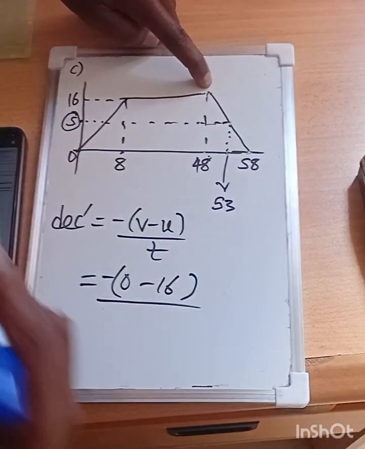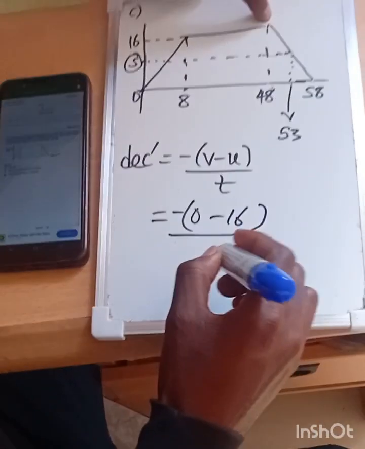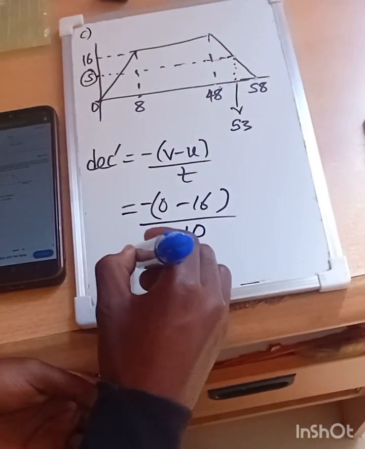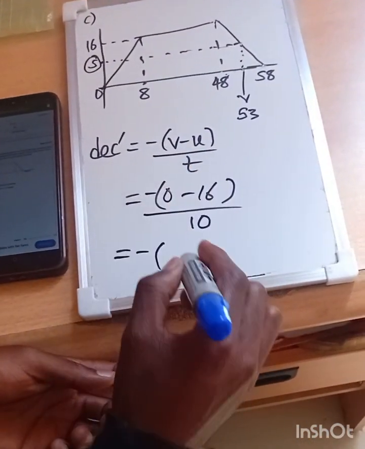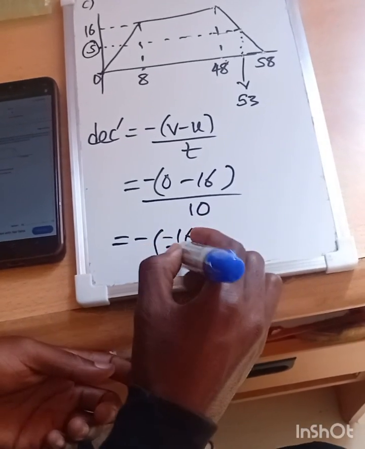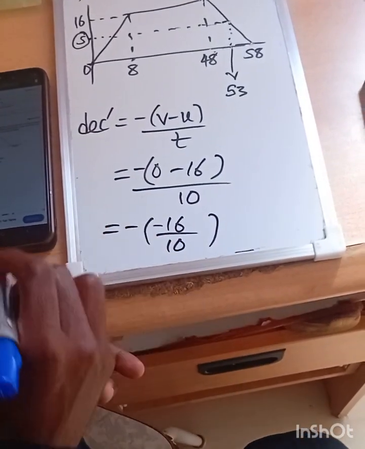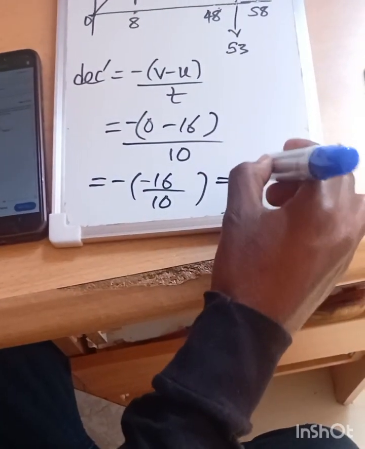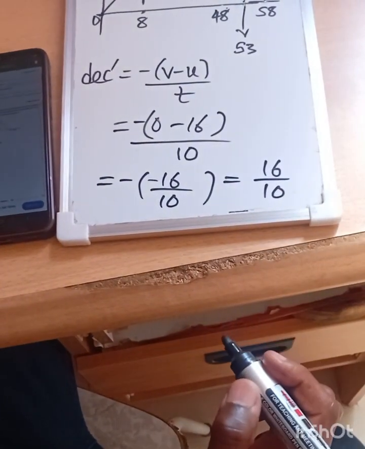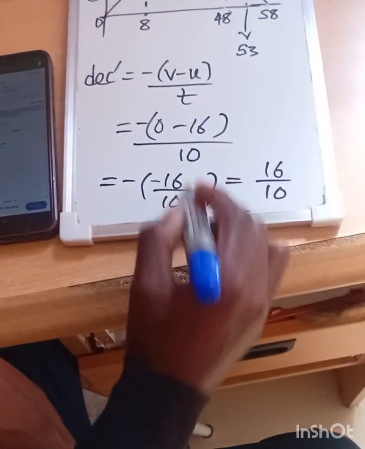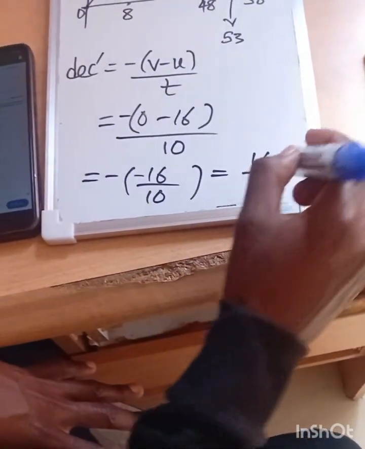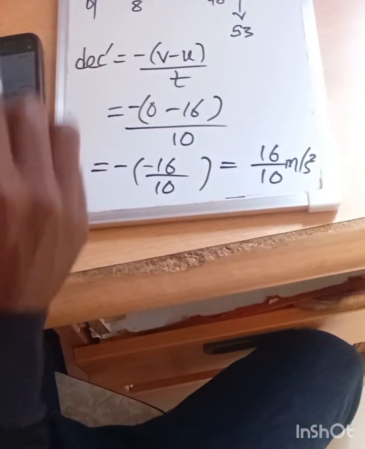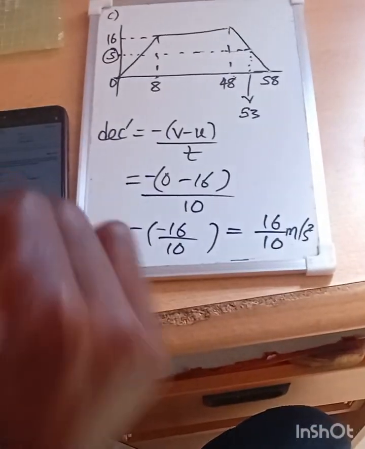58 minus 48 will give you 10, so it took 10 seconds. Then negative: 0 minus 16 gives negative 16 over 10. Negative times negative gives positive, so we have 16 over 10. We'll keep it as 16 over 10 for now. So this is our deceleration, which is 16 over 10 meters per second squared. We'll keep it like that for solving purposes.